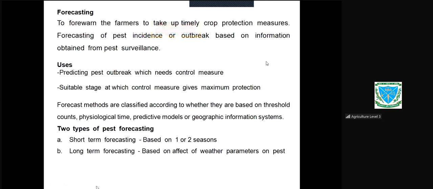Now the forecasting. So what did we say? Survey, monitoring and surveillance. Now the forecasting. What is forecasting? To forewarn the farmers to take up timely crop protection measures is the forecasting.